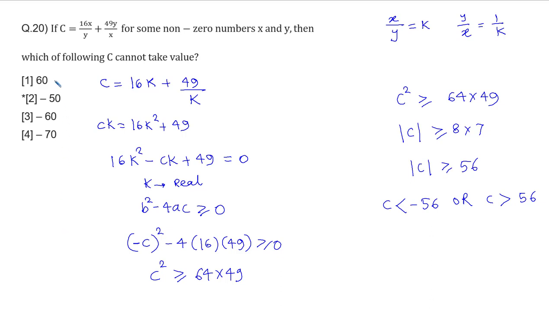C is equal to 60, possible. C is equal to minus 70, minus 60, possible. C is equal to 50, minus 50 is not possible. Okay, C is equal to minus 50 does not come in this range. That is why the answer is option number 2.